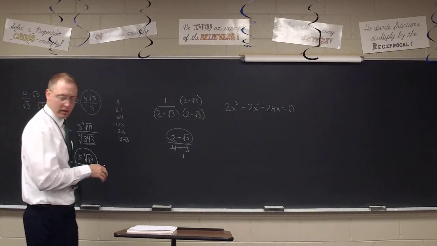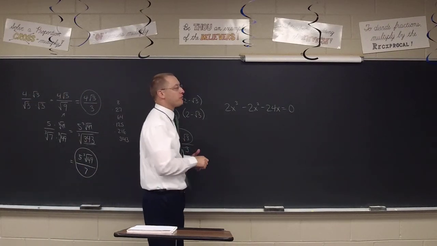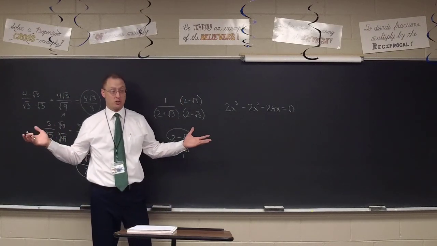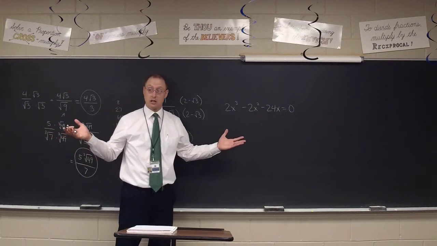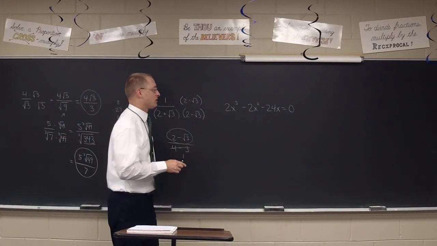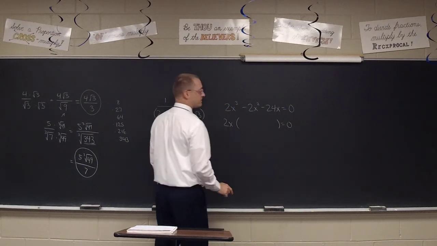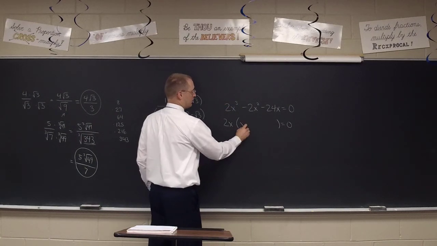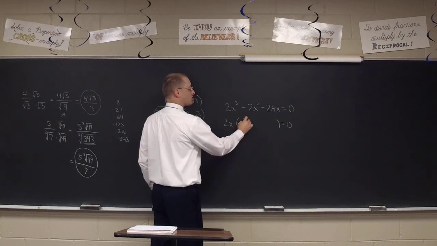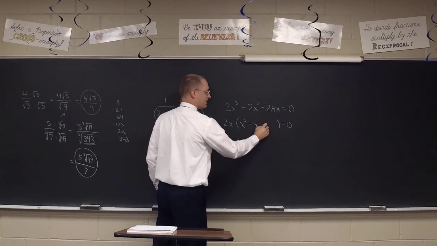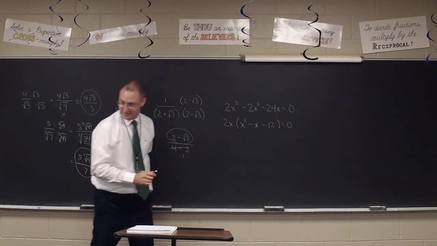Josh? I need to factor. What do I factor first? What do I always factor first, class? The common factor. And what's common, Josh? 2x. I'm going to factor that away, and in parentheses I'm going to leave x squared minus x minus 12.